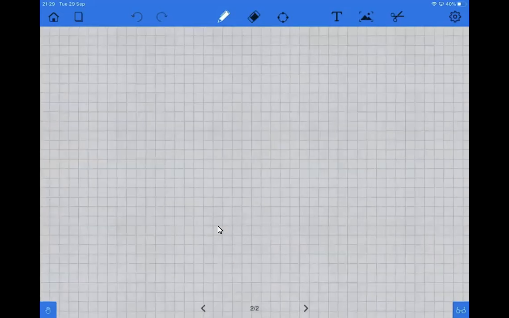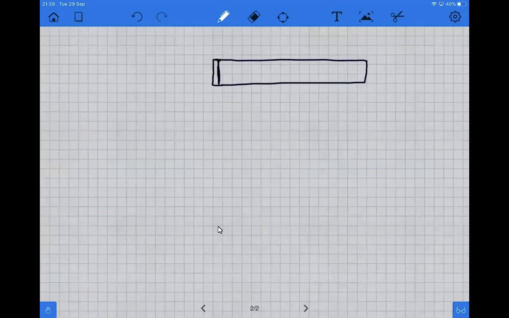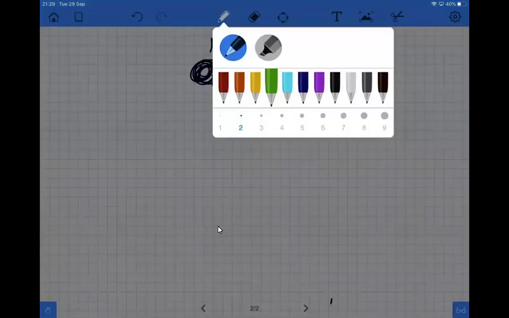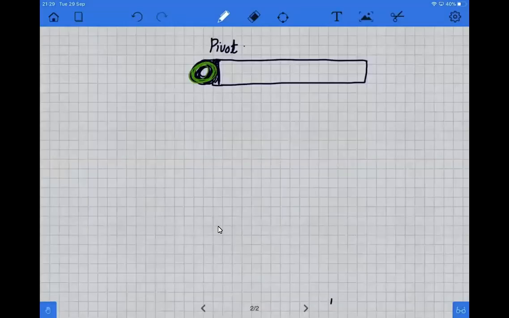However, this perpendicular distance is important. Now let's suppose this is a door and it is pivoted here. The door is pivoted at this point. So this is the pivot of the door about which it will rotate. Let me change the color for the pivot. This is the pivot of the door, and this is the door.